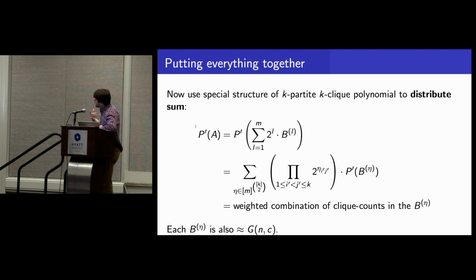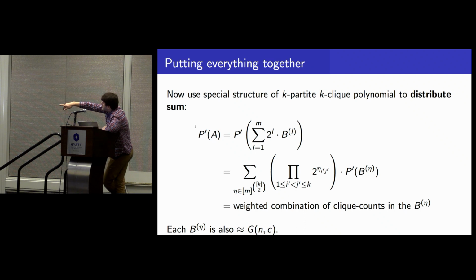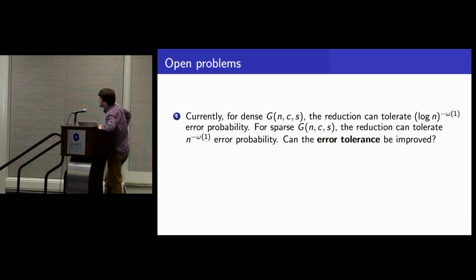And now, finally, we combine this random binary expansion idea with the k-partiteness, the structure of the k-partite polynomial, to just distribute the sum. And immediately, we obtain that the number of k-cliques in A is just a weighted combination of the k-clique counts in some Erdos-Renyi graphs, or approximately Erdos-Renyi graphs. And in order for this to yield an efficient reduction, we need to bound the number of these Erdos-Renyi graphs. For that, in fact, we can take M to be quite small, and that's part of the technical challenge, I suppose. And the reduction follows.